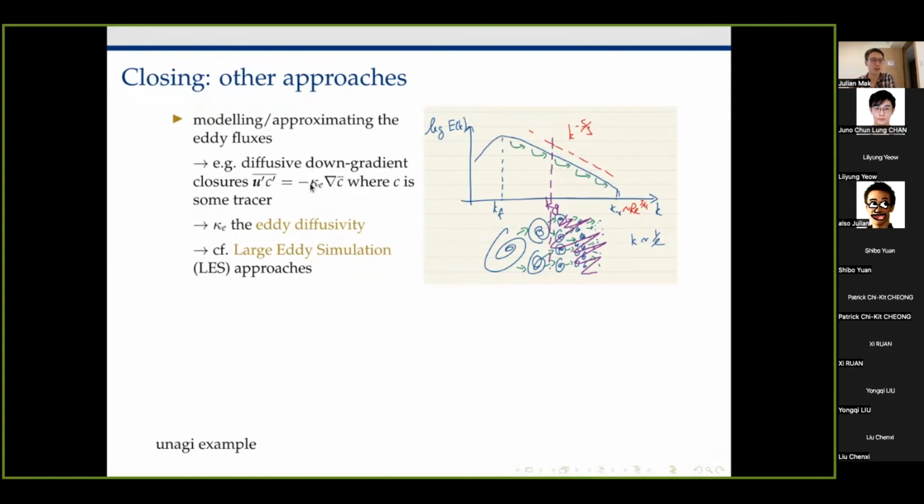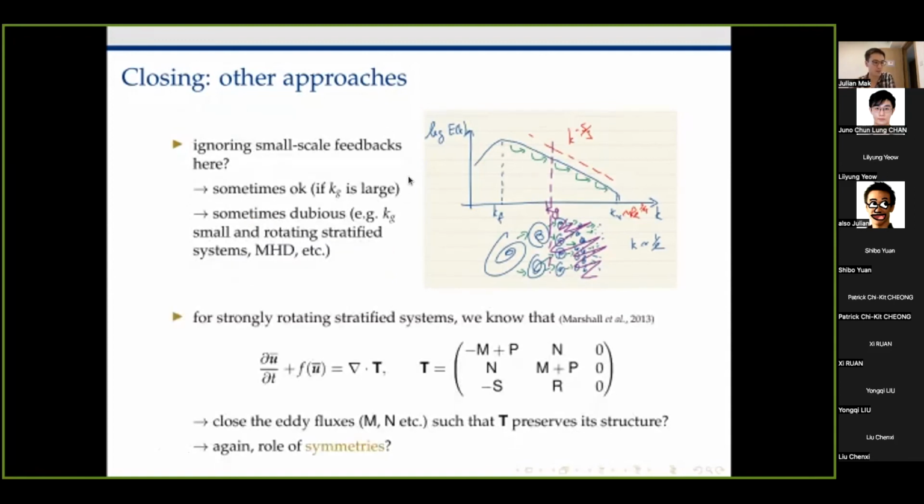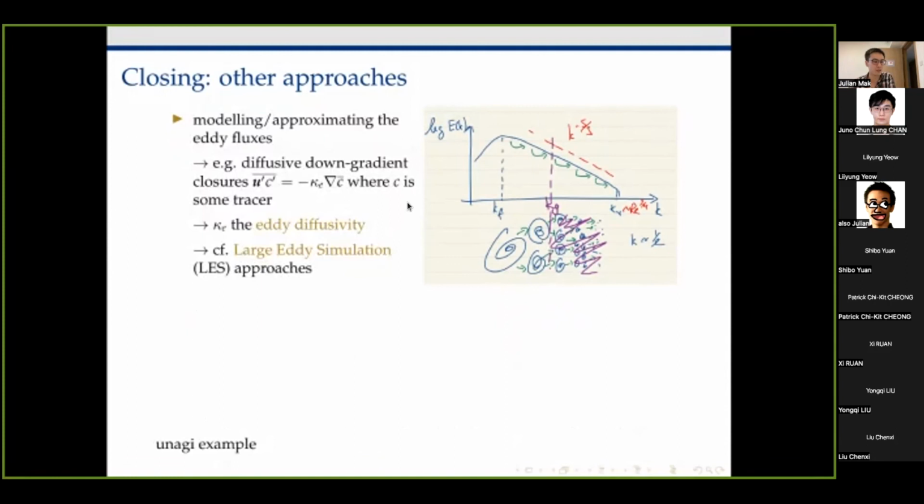You have some sort of eddy turbulent diffusivity, which is dependent on the flow field in some sense or another. This doesn't work, for example, in MHD. This is really dubious in MHD, or in cases where you have inverse cascades, because if you have an inverse cascade, you have things going the other way around. In MHD cases, the small scale feedback does affect the large scale. This is actually part of my PhD thesis.